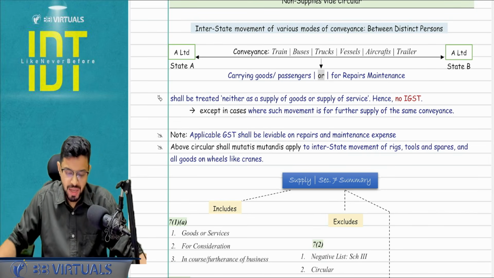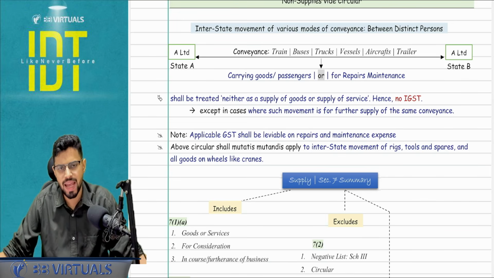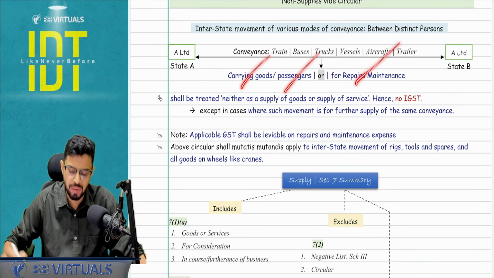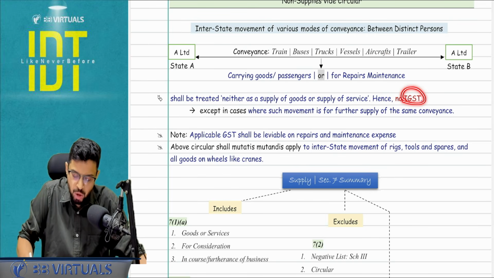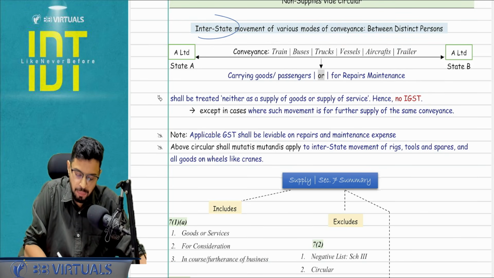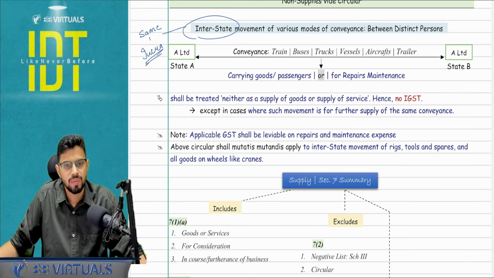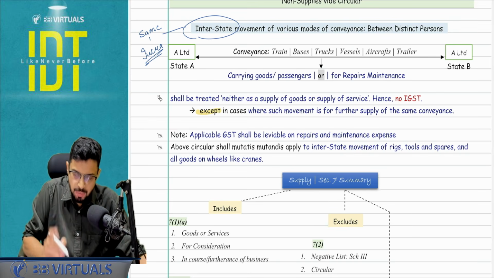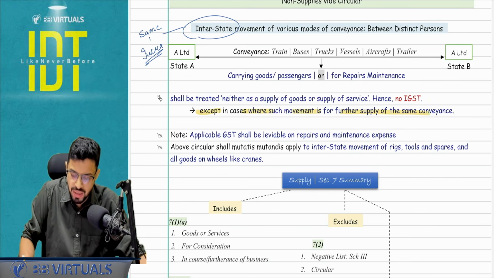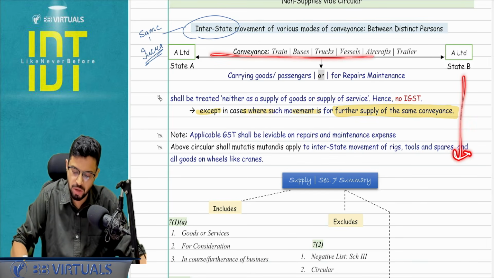Okay. Conveyance can be anything: train, bus, truck, vessel, anything carrying goods, carrying passengers. For repair maintenance, no GST, meaning no IGST, because the circular has talked in context of interstate movement. But you can mention a note here that the same will apply for intrastate movement. Except, this benefit will not be applicable where the movement is for further supply of the same conveyance. So if you are selling it further, then this will also be a supply.